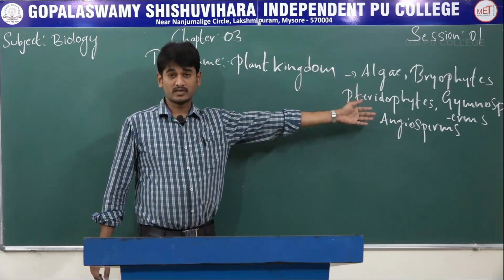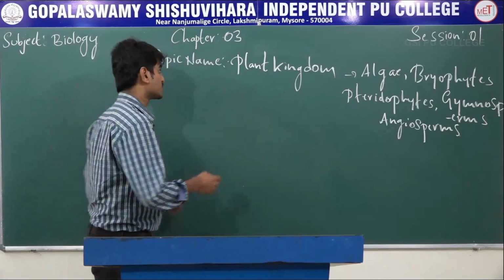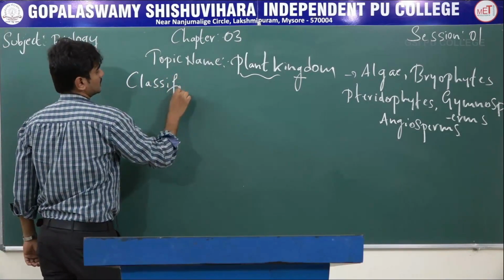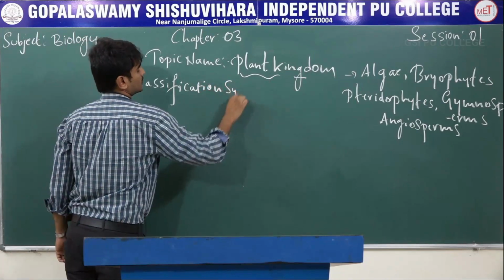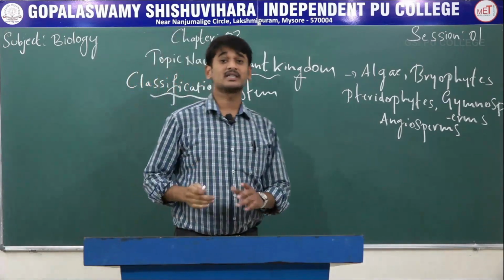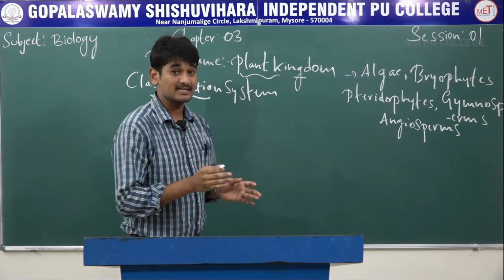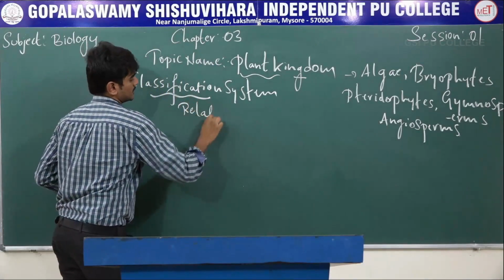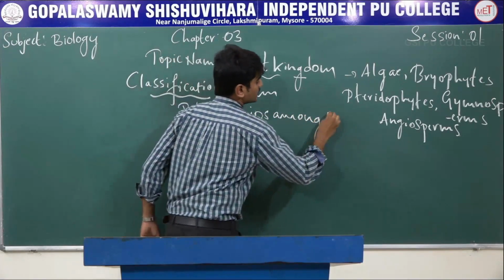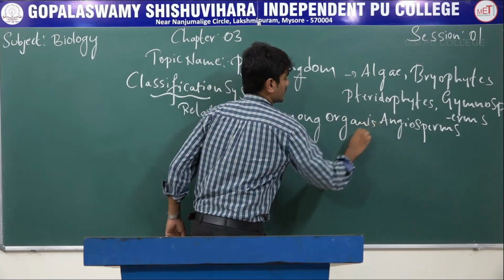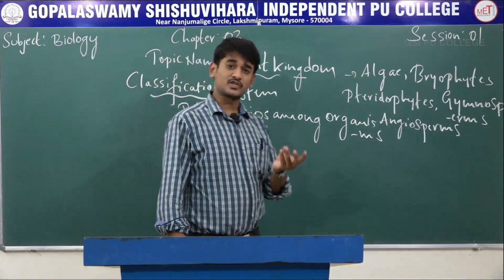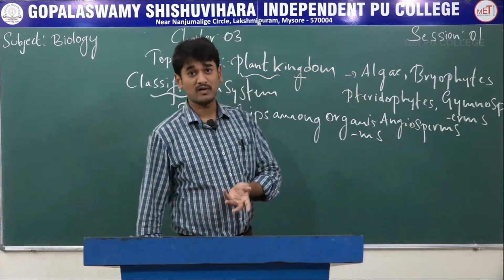Before studying this classification, we should know about the classification system. The main purpose of this classification system is to establish relationships among organisms. There are 3 systems of classification: artificial system of classification, natural system of classification and phylogenetic system of classification.